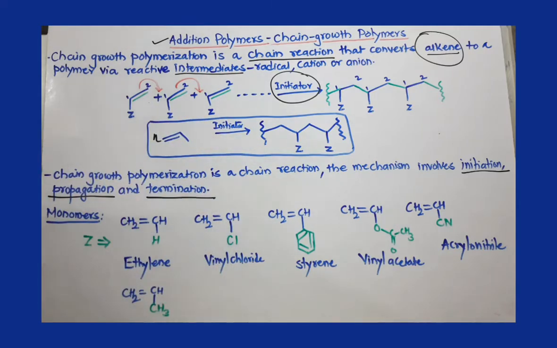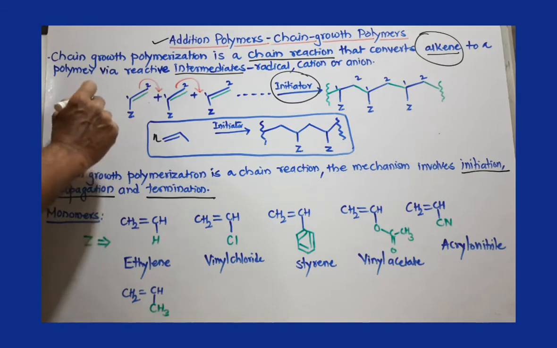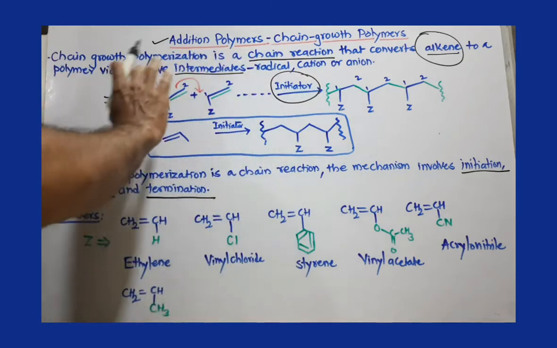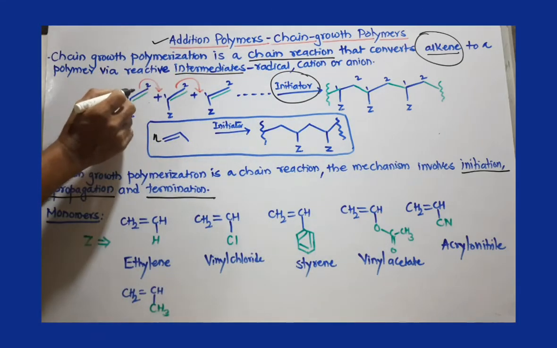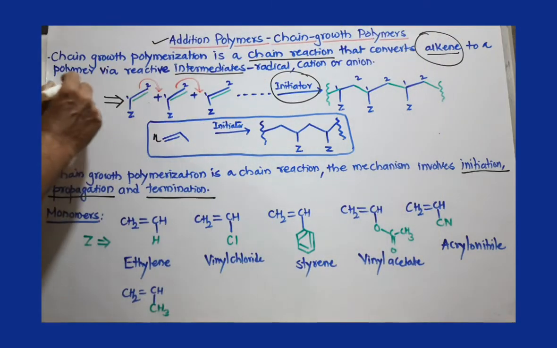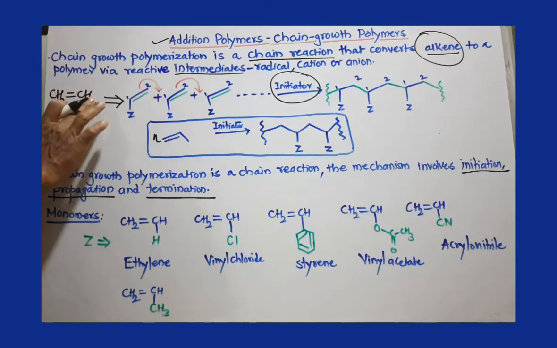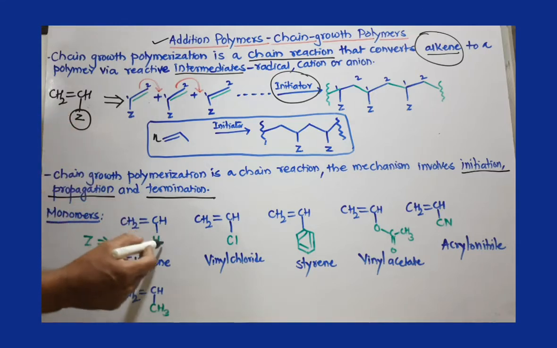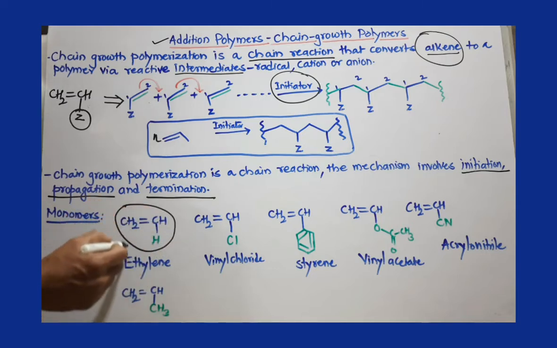Now we have to talk something about its monomer, because here we have used a general structure of monomer, which is a derivative of alkene, a derivative of ethene or ethylene. Derivative means here we are going to replace one hydrogen at one carbon, or both hydrogens in some cases, with a Z. Z is the substituent. Which Z can you use? If you are not using any Z other than hydrogen, that will be ethylene. In that case, if you are using this monomer, we will get polyethylene.